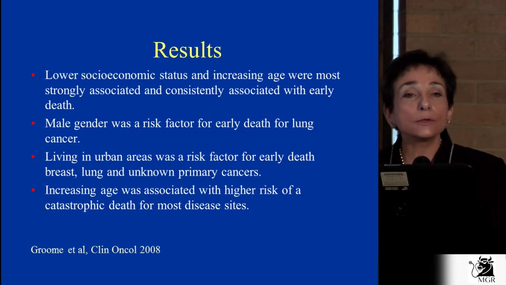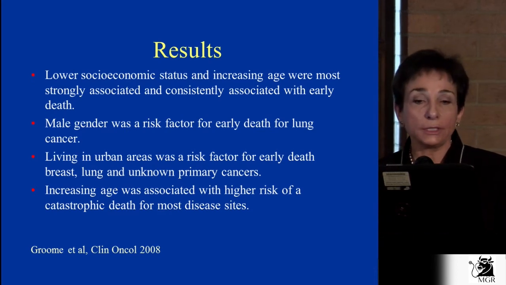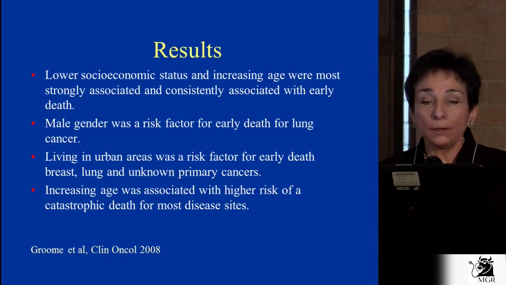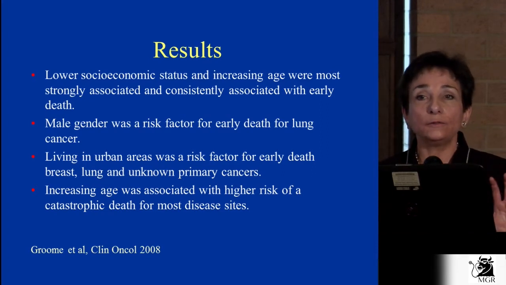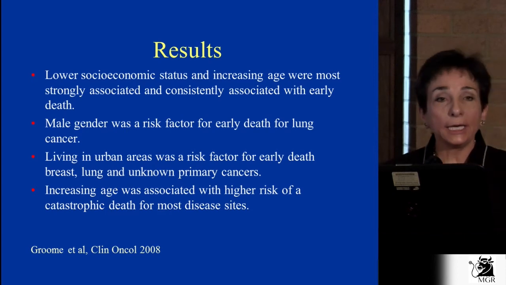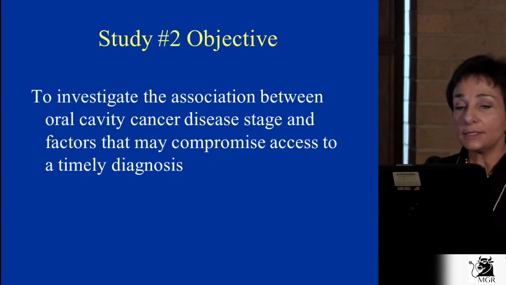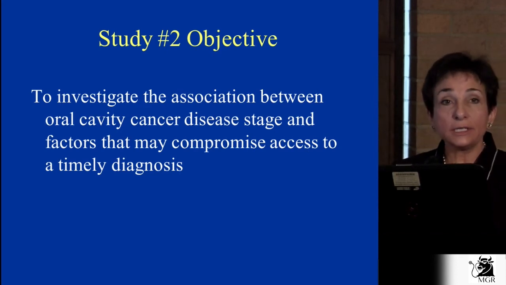And she found that lower socioeconomic status and increasing age were most strongly and consistently associated with an early death. Male gender was a risk factor for early death for lung cancer. Living in urban areas was a risk factor for early death for breast, lung, and unknown primaries. And increasing age was associated with a higher risk of catastrophic death for most diseases. So once again, we see some degree of a relationship between inequity and age, inequity in socioeconomic status, and inequity based on gender. In the second study, she was interested in investigating the association with oral cavity cancer and disease stage and factors that may compromise access to timely diagnosis.